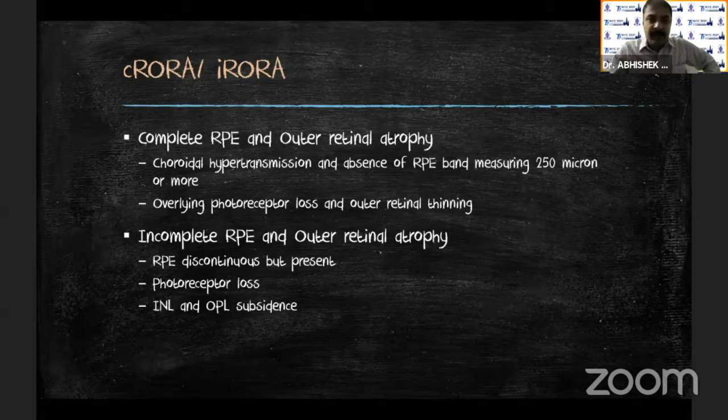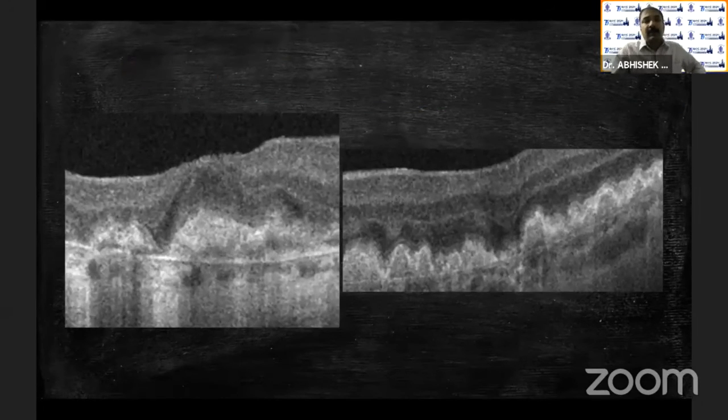When this is incomplete, it is called incomplete RPE and outer retinal atrophy, where the RPE is discontinuous, but at least some evidence of RPE is present. There is also photoreceptor loss and INL OPL dipping or subsidence into the defect. So these are two examples here.